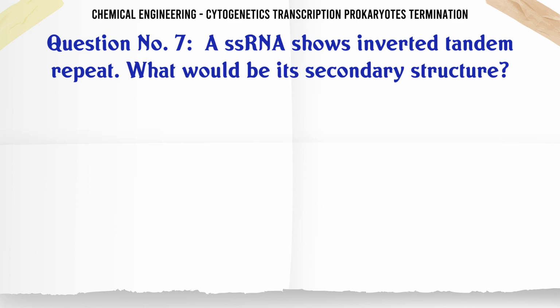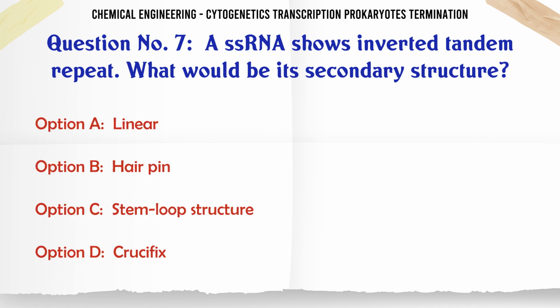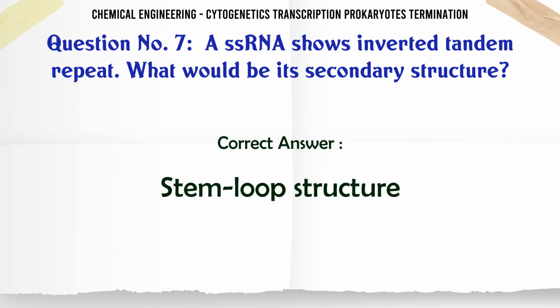A ssRNA shows inverted tandem repeat. What would be its secondary structure? A linear, B hairpin, C stem loop structure, D crucifix. The correct answer is stem loop structure.